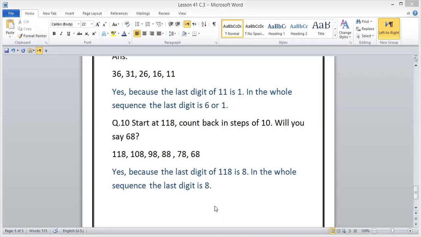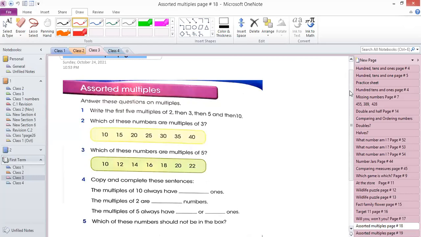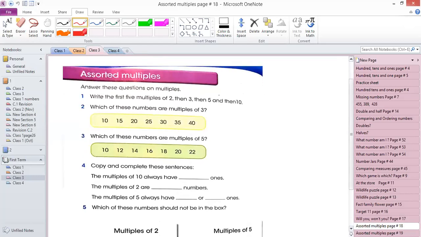So I'm giving you 2 minutes to finish it, guys. Then I will come to the new topic and we'll just discuss the basics of this topic. In the next class, we will complete it. So you have 2 minutes to finish your work in the notebook. Then I will start the next topic. Assorted multiples is the next topic, guys, and it is on page number 18.